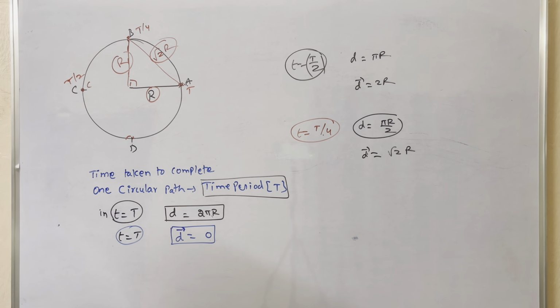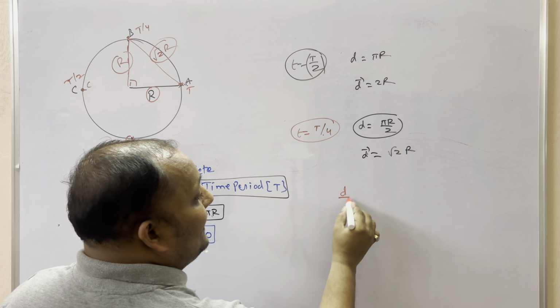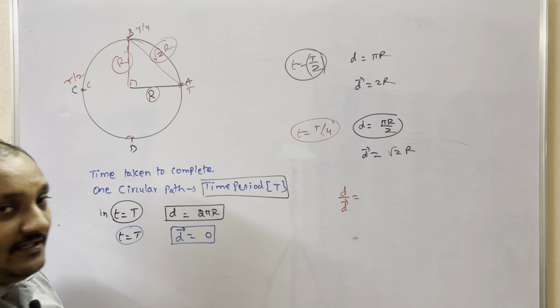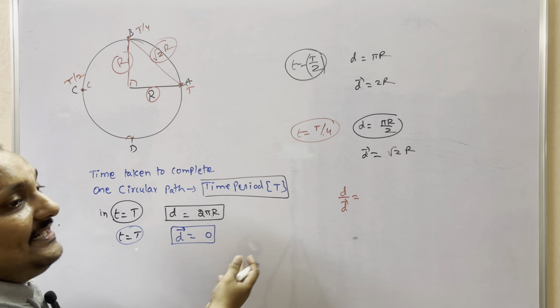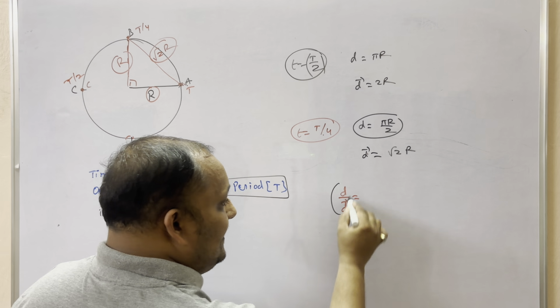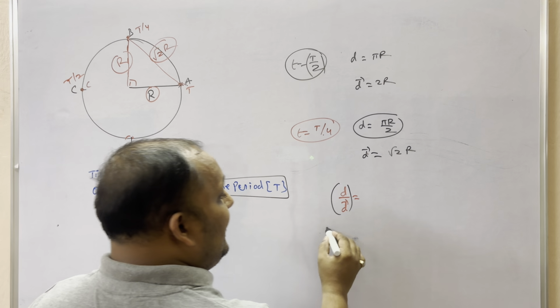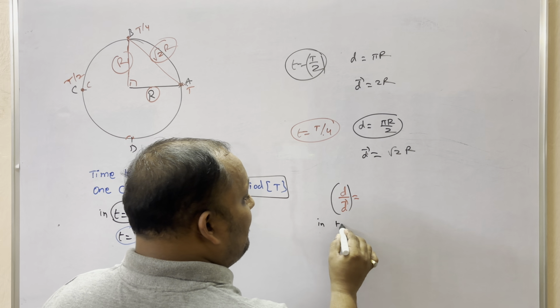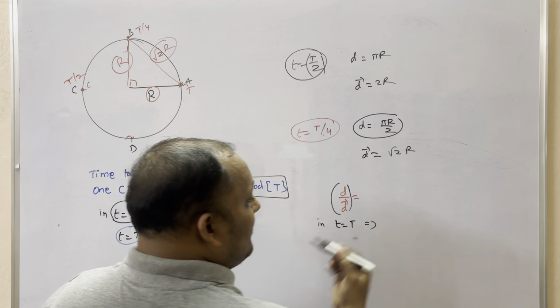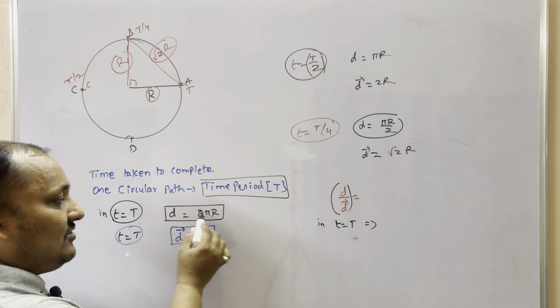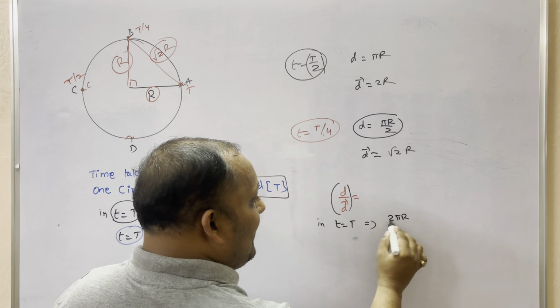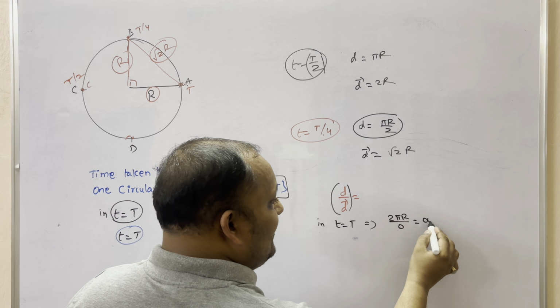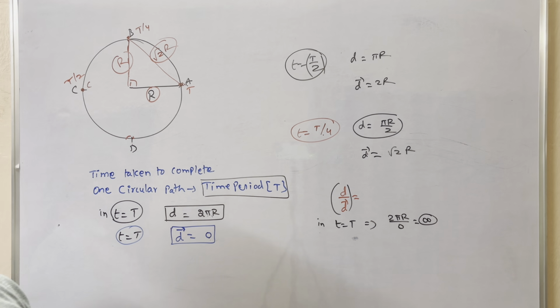These are some questions. Now, they may ask, what is the ratio of distance and displacement in time period time? What will you get? What is the distance? 2 pi r. What is the displacement? 0. Therefore, 2 pi r by 0. Anything by 0 is infinity. Like this they will ask.